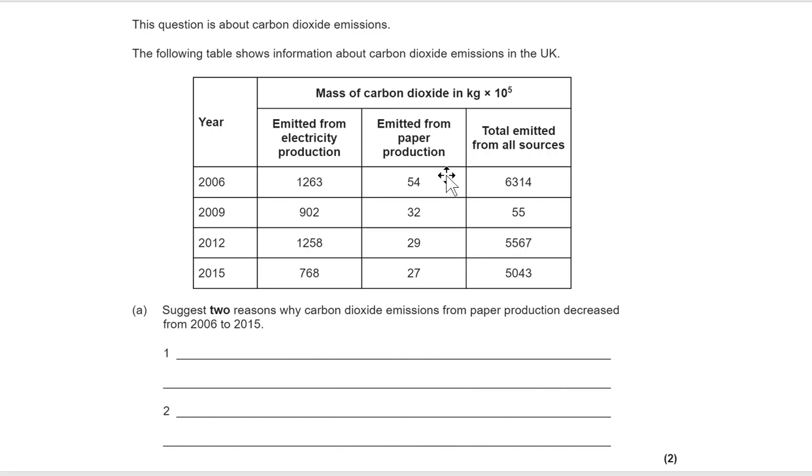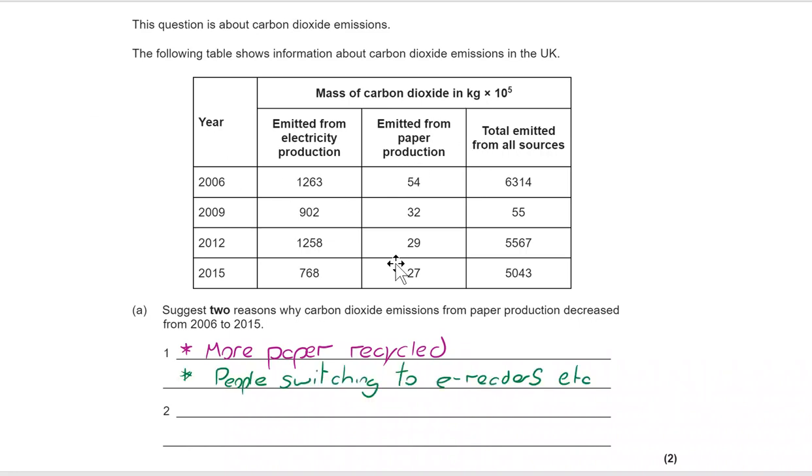So there isn't necessarily anything in the data to support this. We just need to think common sense and logical. It might be that people are recycling more paper, which means we need to make less. The production goes down. It might be that people are using less paper. Maybe they're switching to e-readers. Newspaper sales might have dropped, for example. And it might be that paper production has become more efficient. It's all about what might be here. We don't know for certain what the reasons are, but you can logically deduce these.